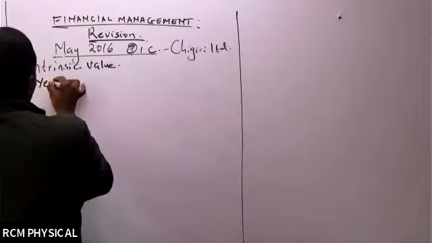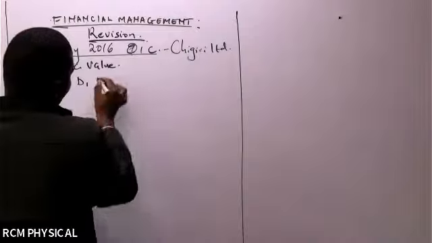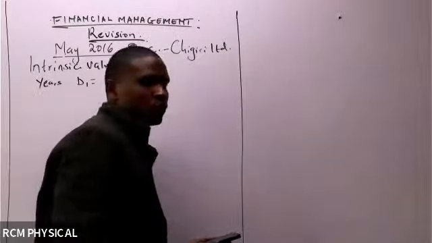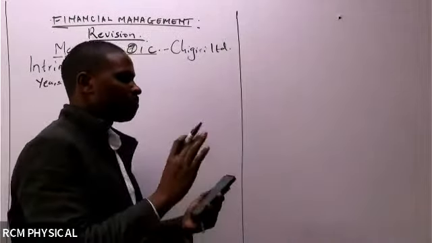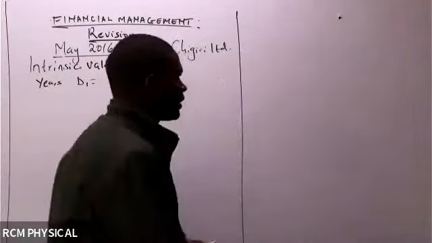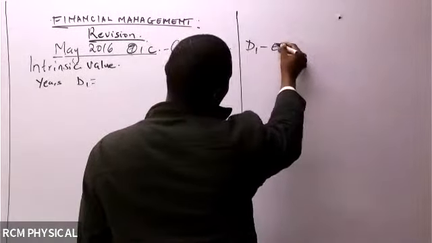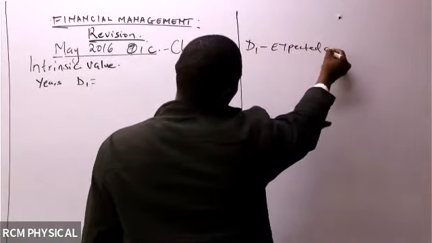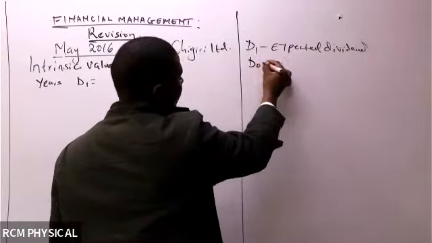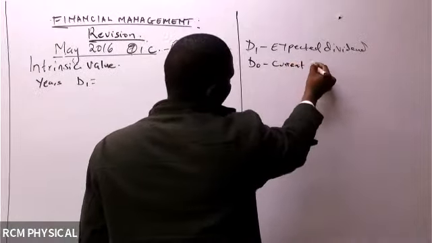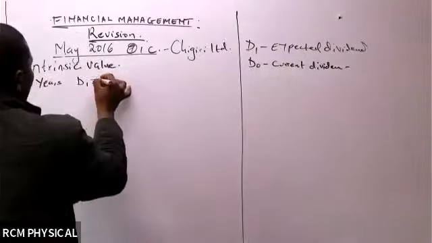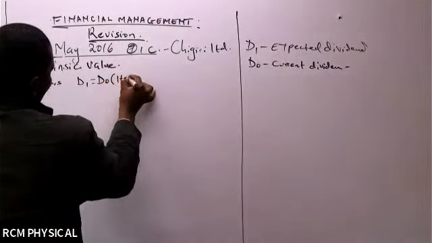So I have the years here. I have the D1. Who can remind me how we get the D1? How do we get expected dividends? D1 is the expected dividend, and D0 is the current dividend. D1 is gotten by D0 times (1 plus g).